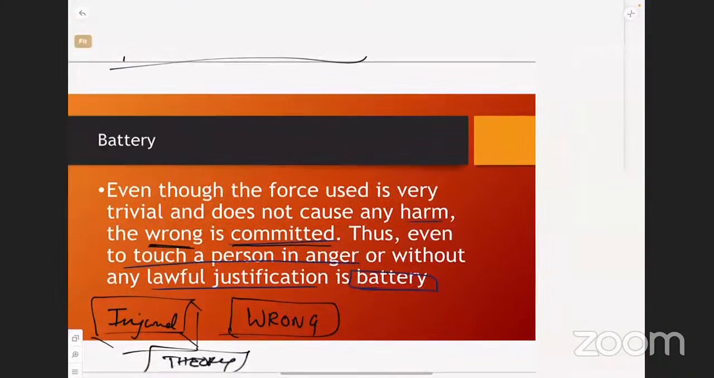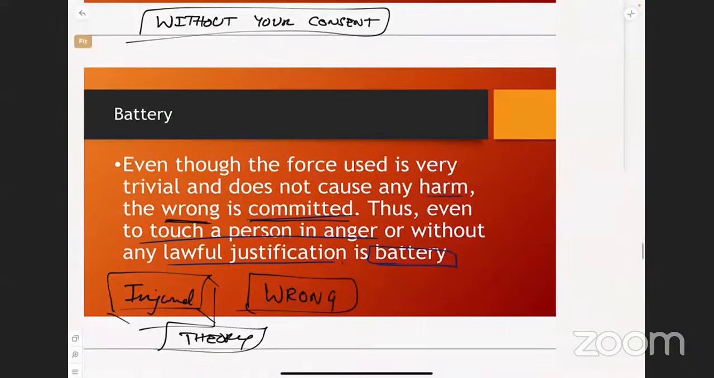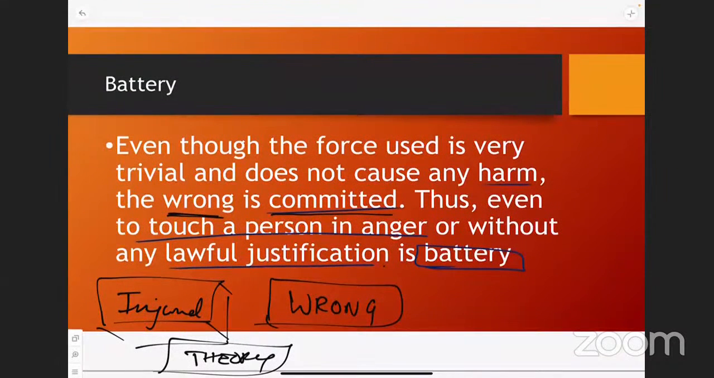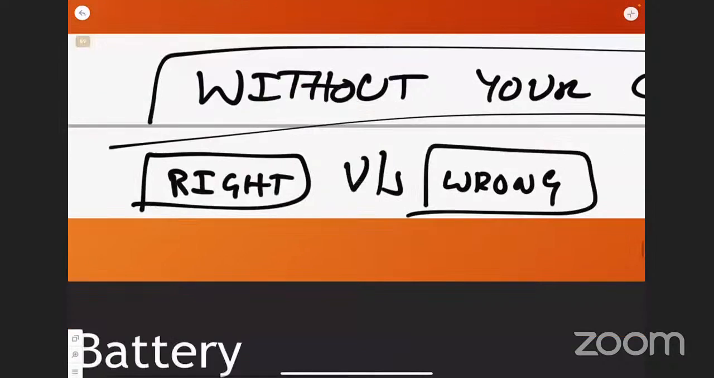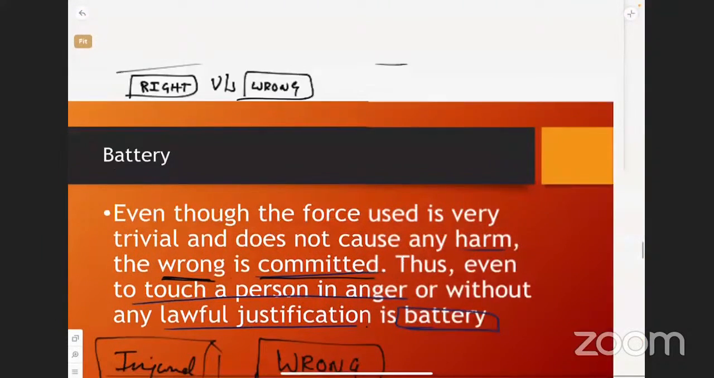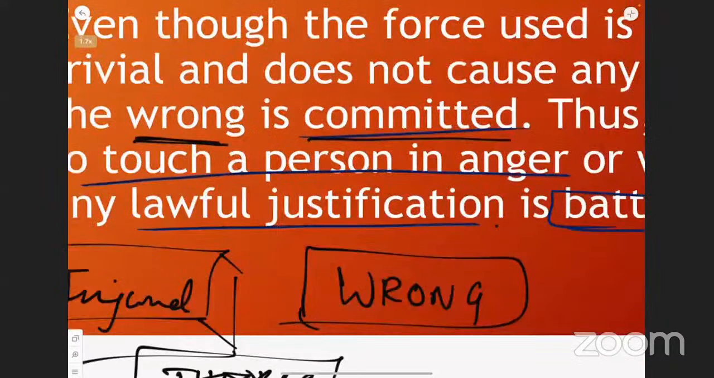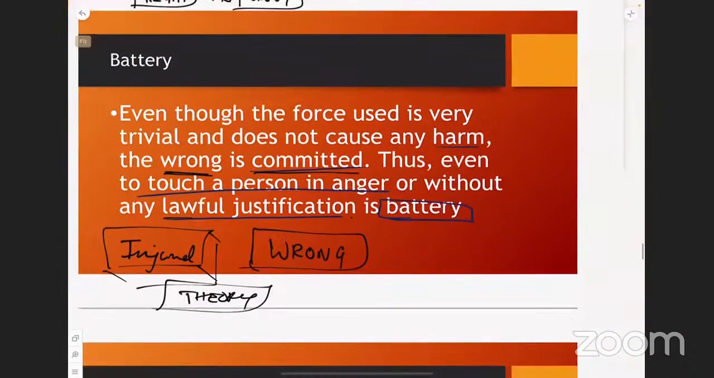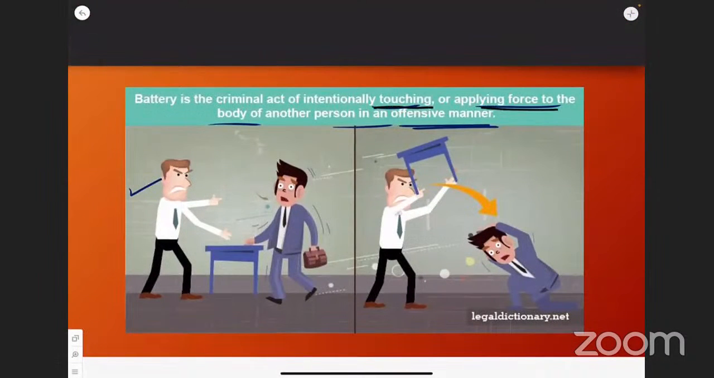So even to touch somebody in anger or to touch somebody without lawful justification is battery. Yes. Don't think, sir, who will go to court? Yes, nobody may go to court, but you should know what is right according to law versus what is wrong according to law. So is it wrong? It is wrong. So battery is, even if it is a mild push, but what is important? Without consent and without lawful justification. That means without any reason. Then it is a battery. You should know that very well. So here, battery, if you can see here, is a criminal act of intentionally touching or applying force to the body of another person in an offensive manner. In an offensive manner, then it is a battery.